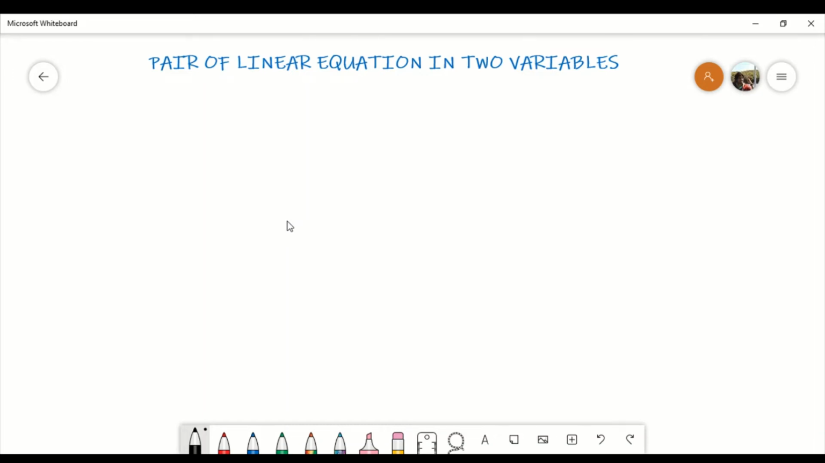Hello friends. So in this video we are going to discuss pair of linear equations in two variables. This is one of the chapters in the NCERT mathematics book for class 10th. We are going to expand upon this particular topic, and then we are also going to solve some problems.